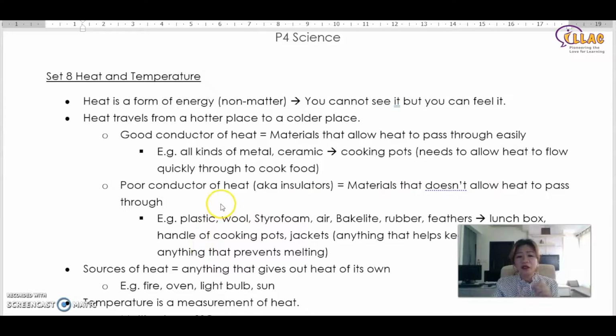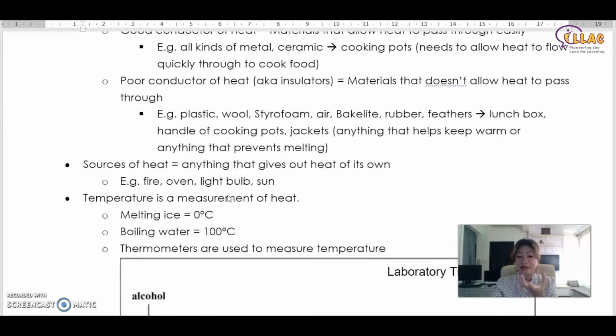So what are the good conductors of heat? For example, metal. Cooking pots need to allow heat to flow through quickly in order to cook food, right? That's why metal is a good material to use for your pots and pans. But if you're talking about poor conductors of heat, you want to contain the temperature of the items that you have, you will want to use plastic, wool, styrofoam, air, a layer of air.